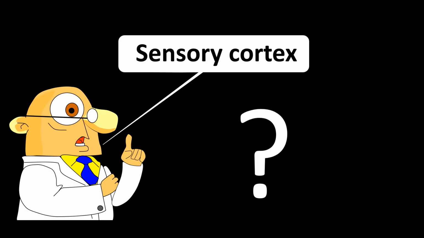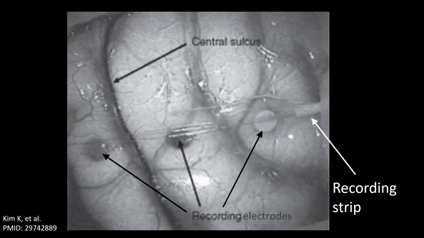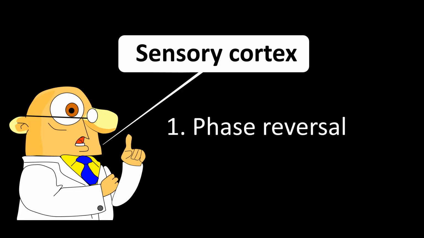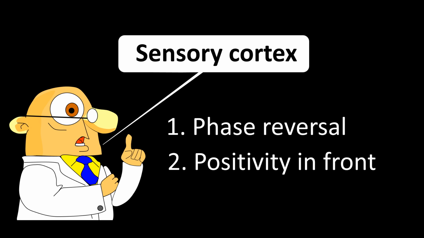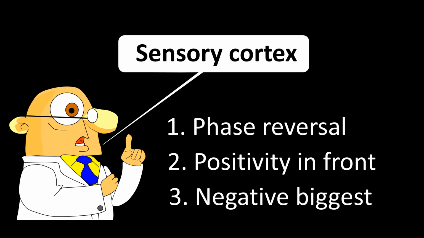In patients during surgery, we find the sensory cortex using neurophysiological testing. The test consists of placing a strip of electrodes going across the area judged anatomically to be the sensory and motor areas. This is done to determine certain parameters known to indicate the presence of sensory cortex. In order to perform this test, we stimulate the opposite side of the body. These parameters are phase reversal at the sensory cortex, a positive wave appearing in front of the negative wave, and a negative wave being larger than any other wave.